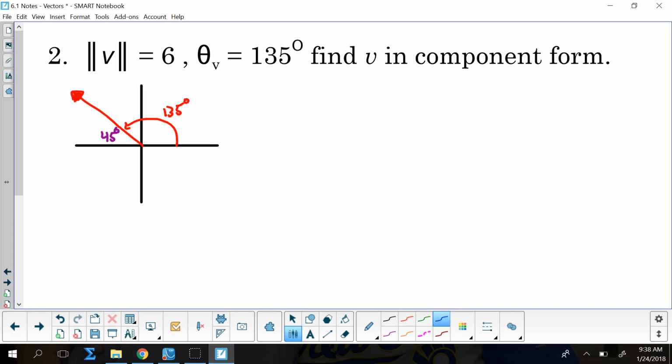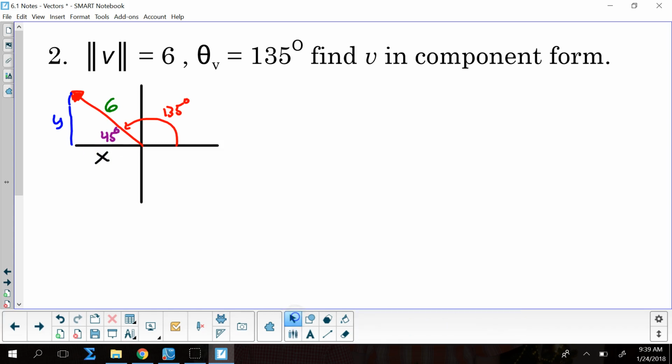So I know the fact that this is 6. Actually, I don't want to do it that way. I want to do it in a different color. I like color in my life. This is 6. Okay. So let's make ourselves a right triangle, right? So then this would be the y part of my vector, and this would be the x part of my vector.